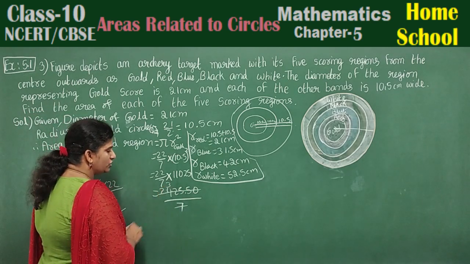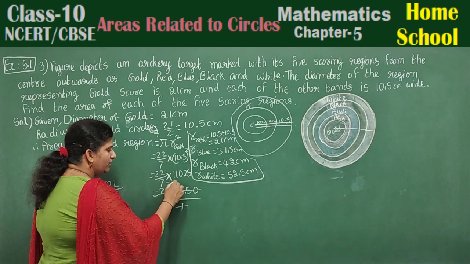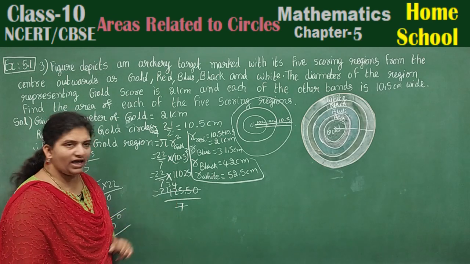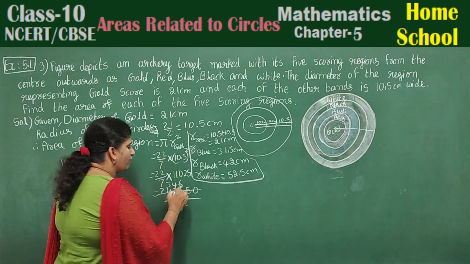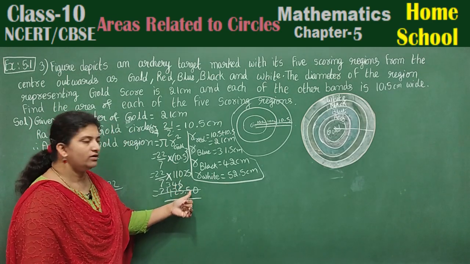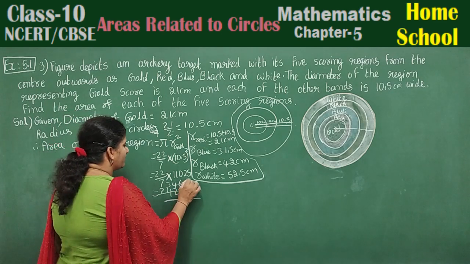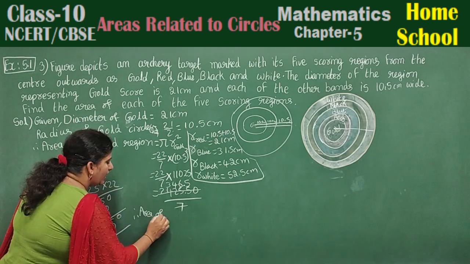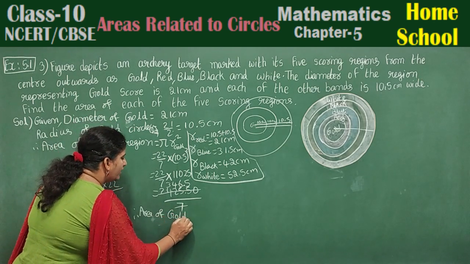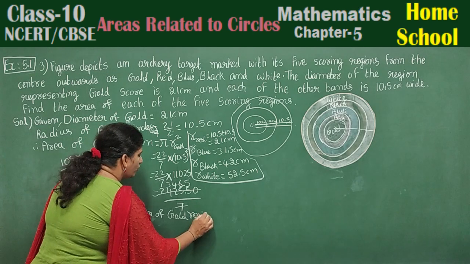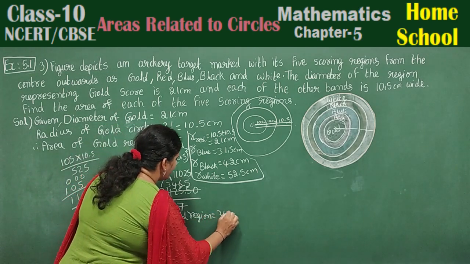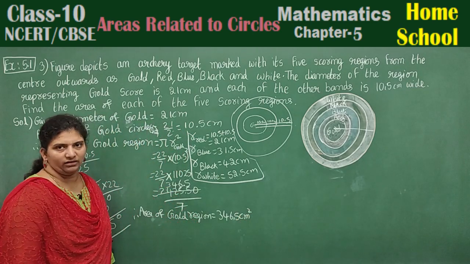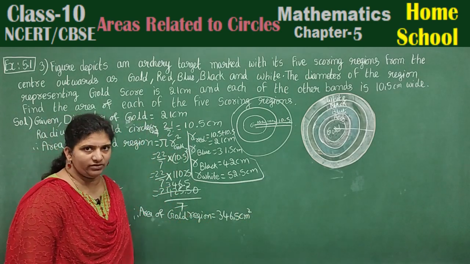7 3s are 21. 3 left. Then 7 4s are 28. 4 left. 7 6s are 42. 3 left. 35. 7 5s are 35. Therefore, area of gold region is equal to 346.5 centimeter square. Area always in square units, right?